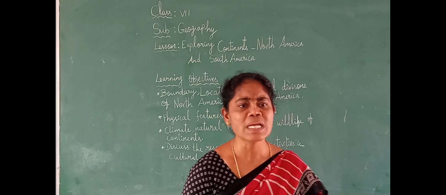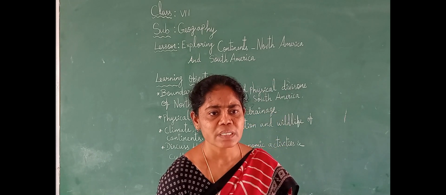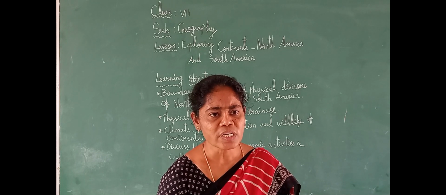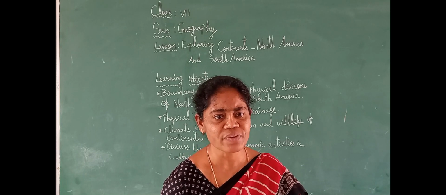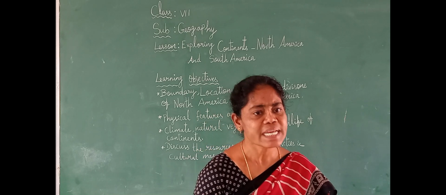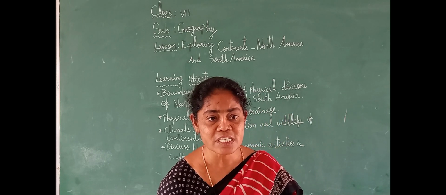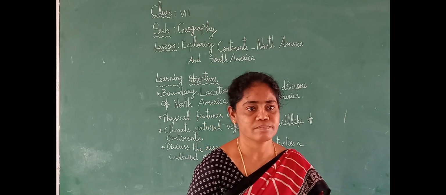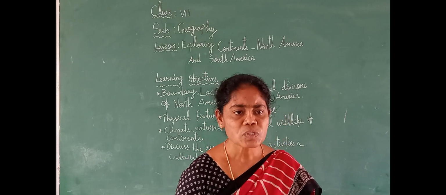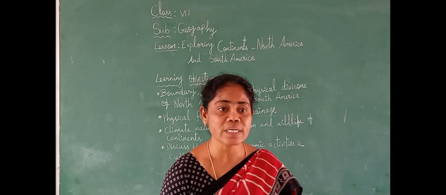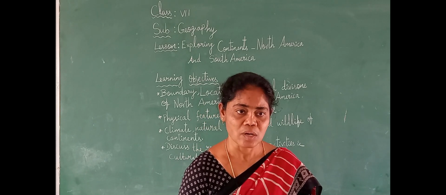The current population of South America is 42.25 crores. Population density of South America is 21 persons per square kilometer. South America is positioned 5th rank in the total population among the continents.